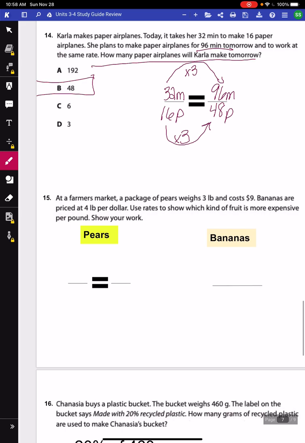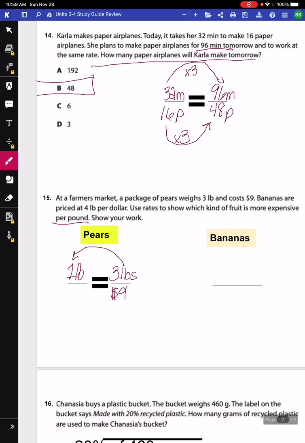Number 15. At a farmer's market, a package of pears weighs 3 pounds and costs $9. Bananas are priced at $1 for 4 pounds. Use rates to show which kind of fruit is more expensive per pound. So we want to know the price for 1 pound. Okay, so pears, it gives us 3 pounds for $9. And we want to know the price for 1 pound.